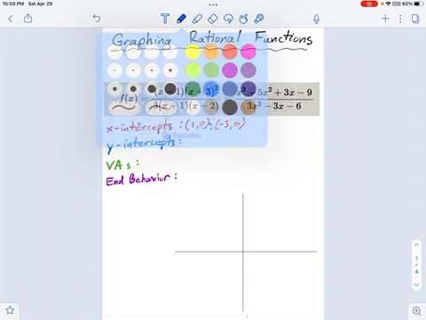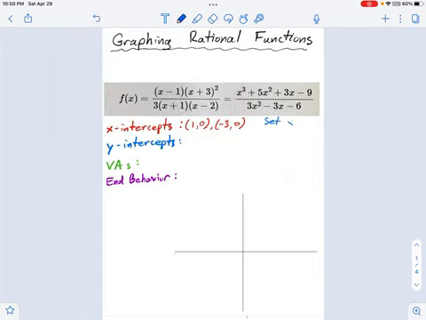Y-intercept, remember what we do there. We're just setting our x value equal to 0. So a lot of x's here, but should be pretty easy. Look, these are all going to be 0, 0, 0, 0, 0. All that's left is negative 9 over negative 6. So we're going to say 0, that's the x value, and negative 9 over negative 6.